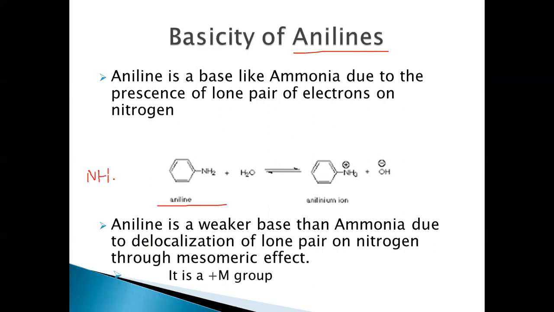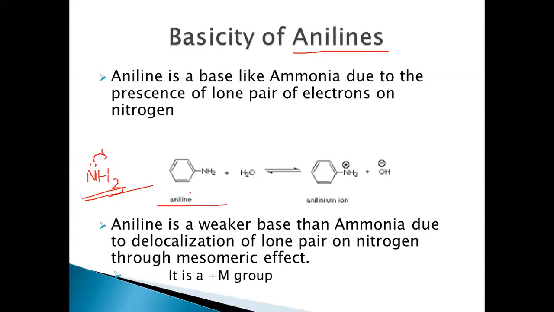So what is basicity? Basicity is nothing but the ability to donate the lone pair of electrons, or to be a proton acceptor, which can accept a proton. So this ammonia, because of the presence of a lone pair of electrons here, will donate this. As a result, ammonia is a base.